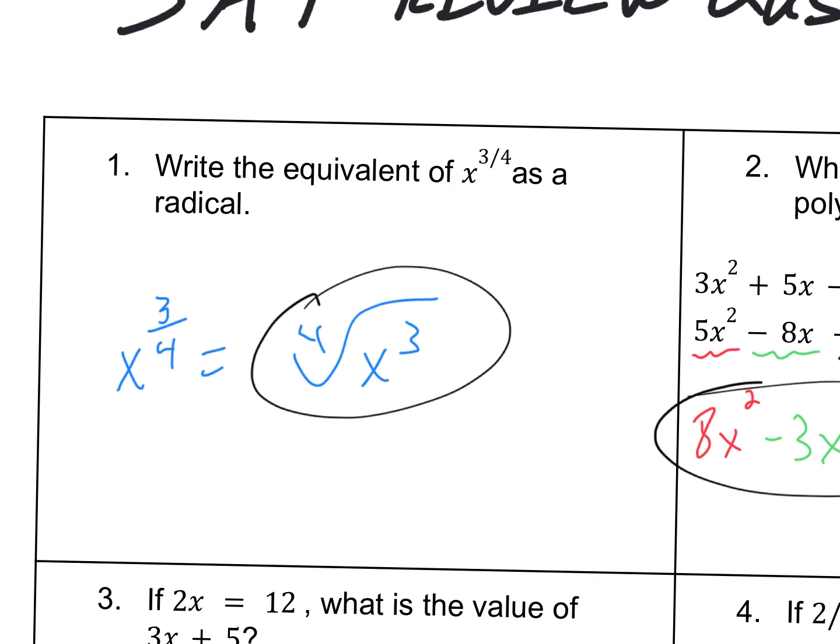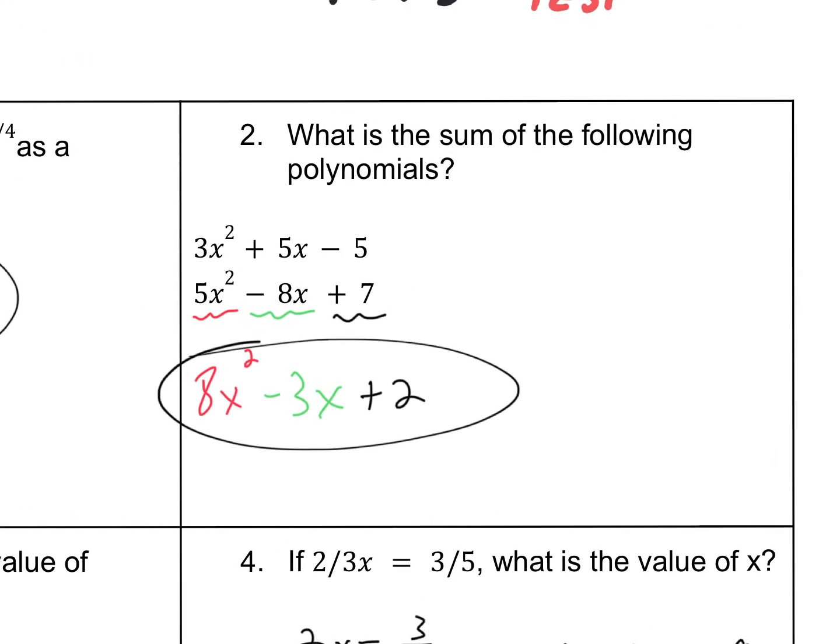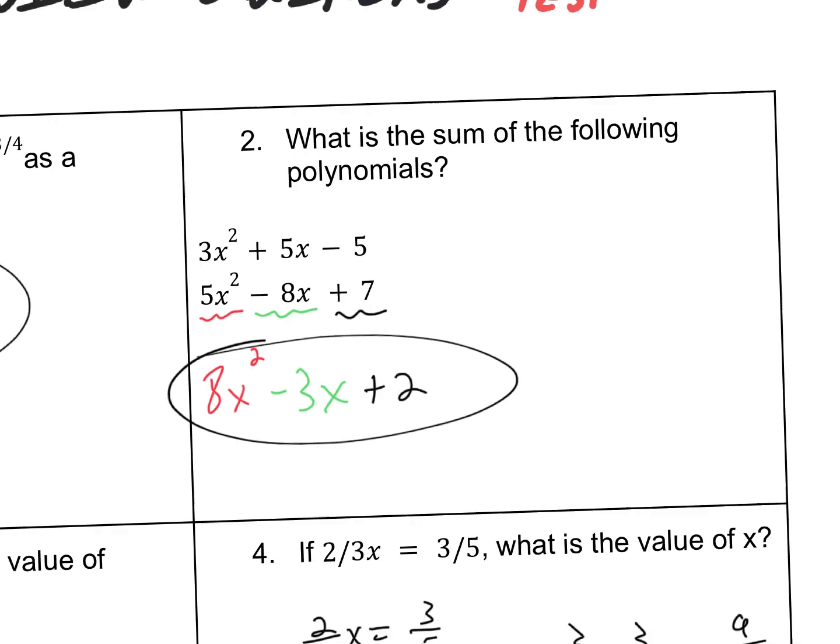All right, let's take a look at number two here. This just says, what is the sum of the following polynomials? They may be lined up like this. Sum just means to add them or put them together. It's the solution to an addition problem. So really all you're doing is looking for like terms. These could be written horizontally or vertically, but you have a 3x squared and a 5x squared, which is 8x squared. Then a positive 5x minus 8x is negative 3x, and then negative 5 plus 7 is plus 2. All right, now let's look at question 3.